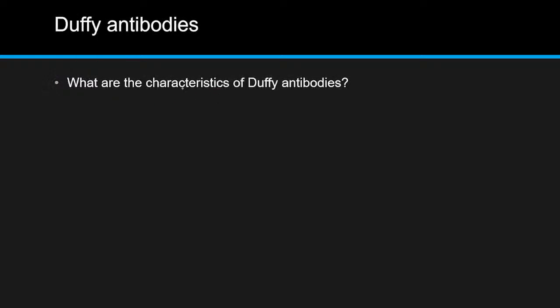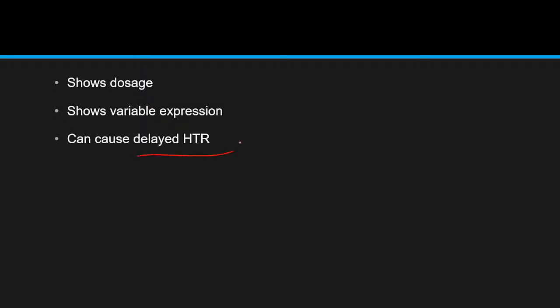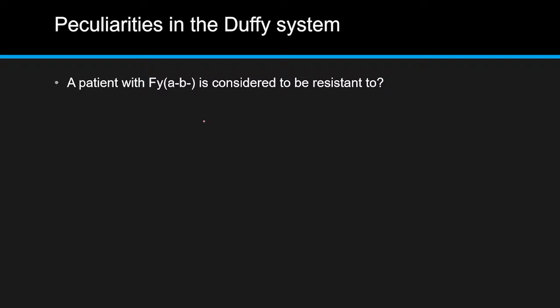And we have to talk about the antibodies for Duffy. Duffy antibodies actually have the same characteristics as those of the Kidd antigens, and they also cause delayed hemolytic transfusion reactions. So Kidd and Duffy both have the same reaction. Now, let's talk about the peculiarities of the Duffy system. The patients with Duffy A negative, B negative phenotypes are considered to be resistant to what?